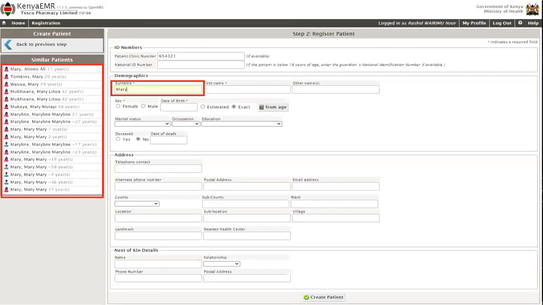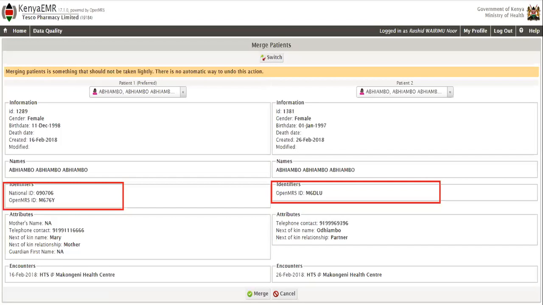I think this should be the last slide. Go ahead, Mariri. This is just to show the OpenMRS IDs are different for these two people, yet they share the same name and everything else about them. Go ahead, next slide.